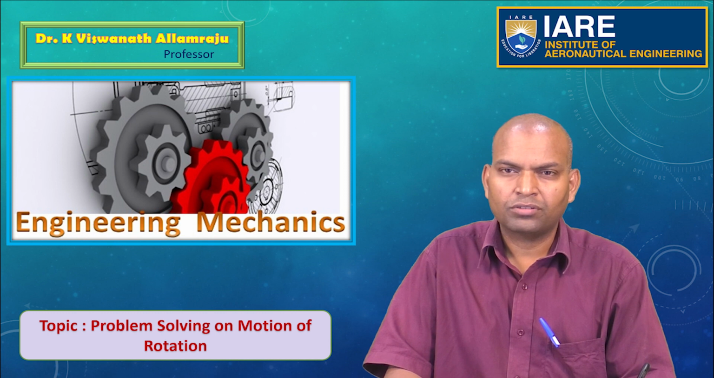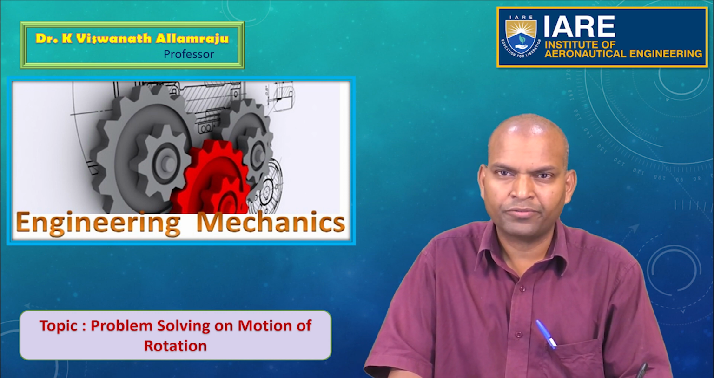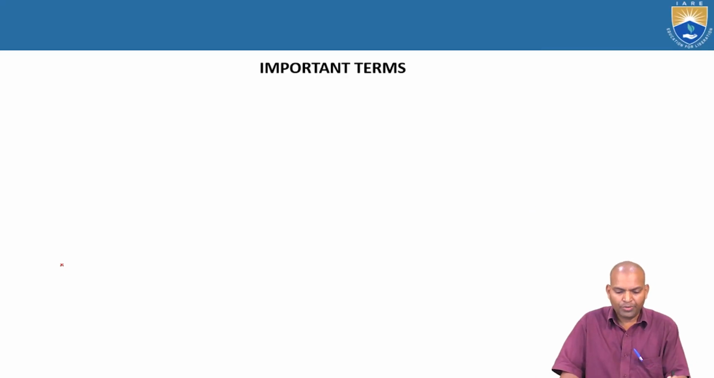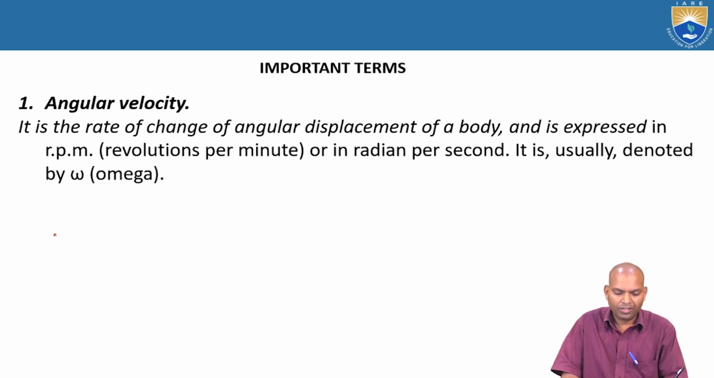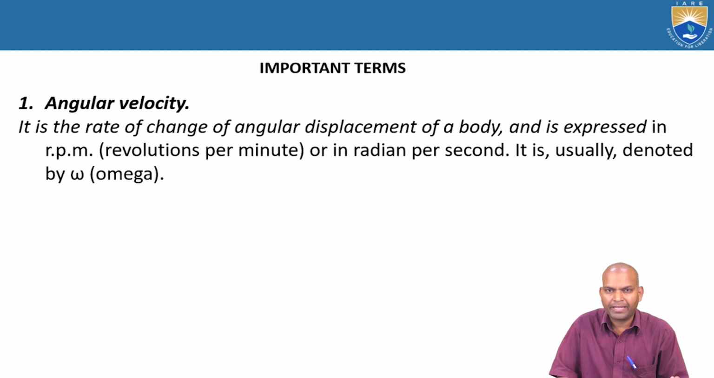In this session, we are going to solve problems on circular motion, that is motion of rotation. Before we start, we have to learn certain important terms such as angular velocity and angular acceleration. First, angular velocity is the rate of change of angular displacement theta of your body, and is expressed in terms of RPM, that is revolutions per minute.